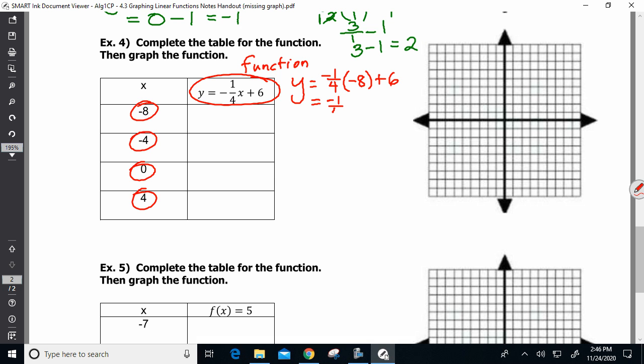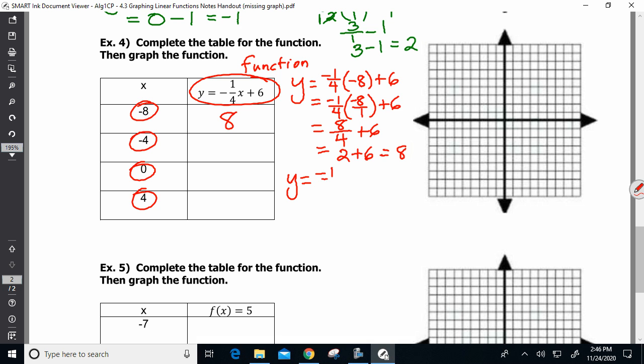So again, take negative 8, make it a fraction. Negative 1 times negative 8 is 8. 4 times 1 is 4. 8 divided by 4 is 2. 2 plus 6 is 8. So there, that gives you 8.